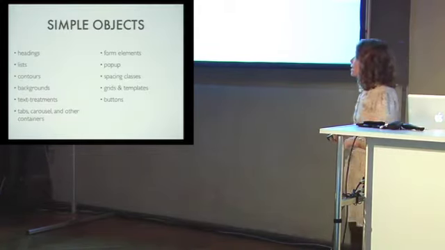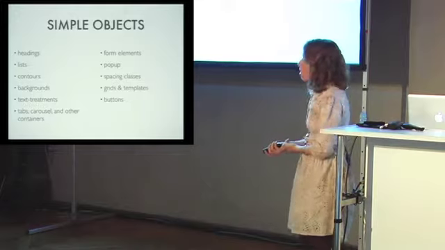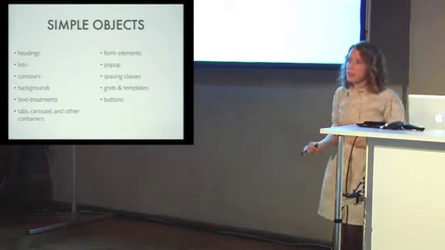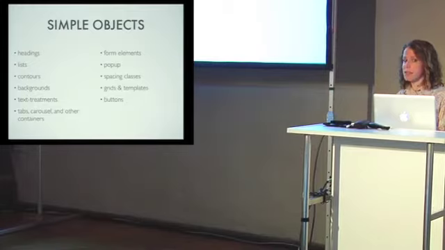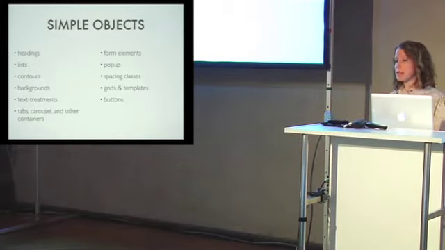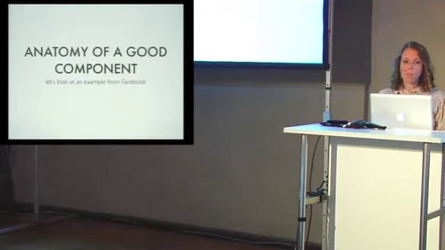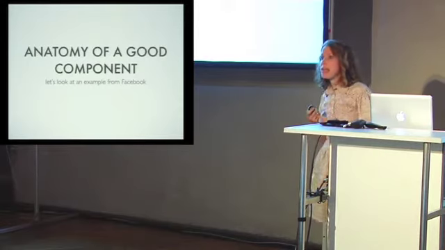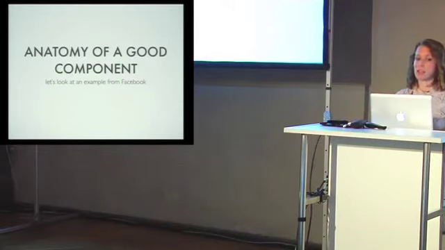That might be headings, lists, contours, backgrounds, text treatments, tabs, carousels. There are a lot of different things, buttons, all the bits we found, form elements, spacing classes. But they have to be built well. And we want to look at the anatomy of a good component. What makes a good component?